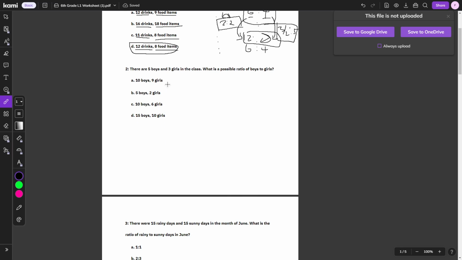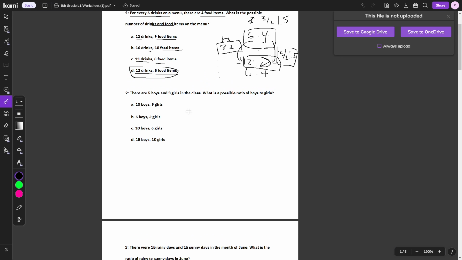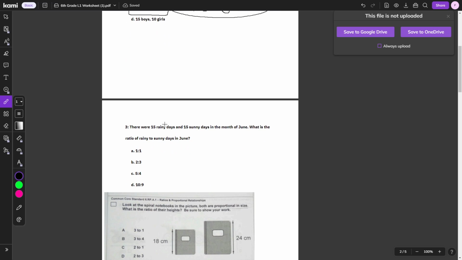Let's move on. There are 5 boys and 3 girls in the class. What is a possible ratio of boys to girls? Again, 5 boys, 3 girls. Looking at our answers, let's look at C. 10 boys, 6 girls. Is this possible? Well, 10 divided by 5 is 2, so you multiply by a factor of 2x. That's a 3. 3 times what is 6? 2. So you multiply by a factor of 2x. The factors are the same on both sides, which means that this ratio is possible with this combination of boys and girls in the class.